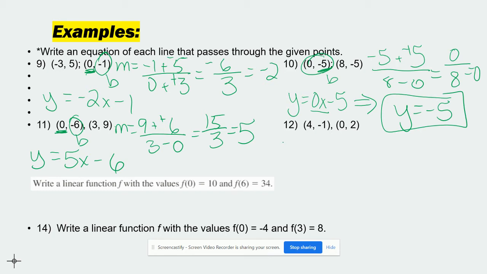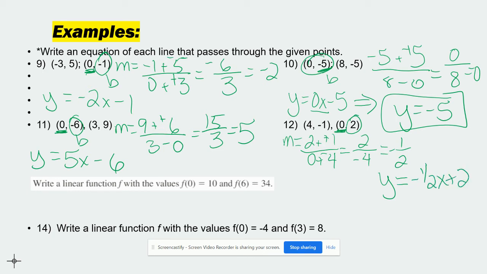Number 12, slope formula, we have 2 minus negative 1 over 0 minus 4. Add the opposite. 2 plus 1 is 3. Add the opposite. 0 plus negative 4 is negative 4. Negative 3/4... Here's our 0 in our ordered pair. So our b is positive 2. That gives us an equation of y is equal to negative 1/2 x plus 2.